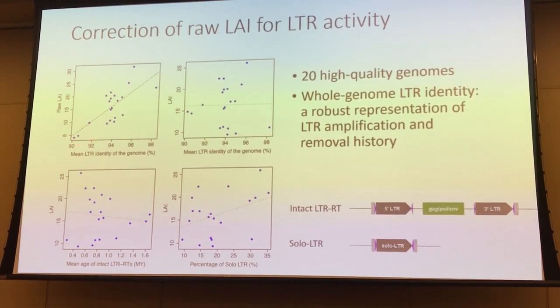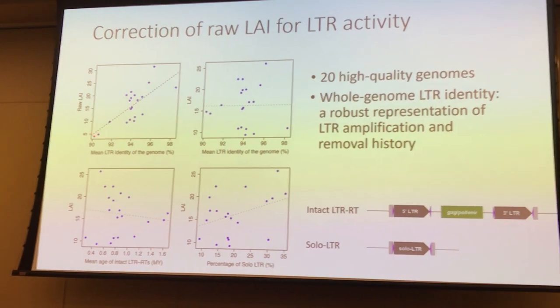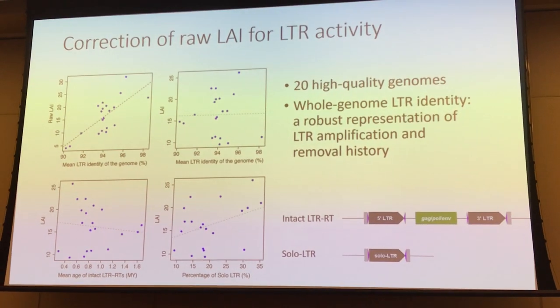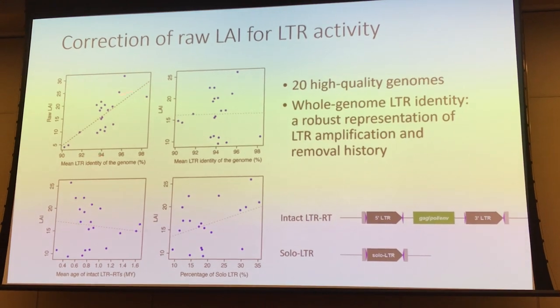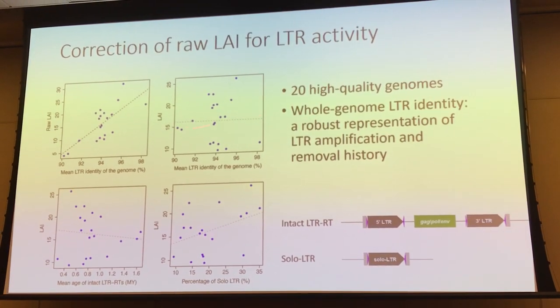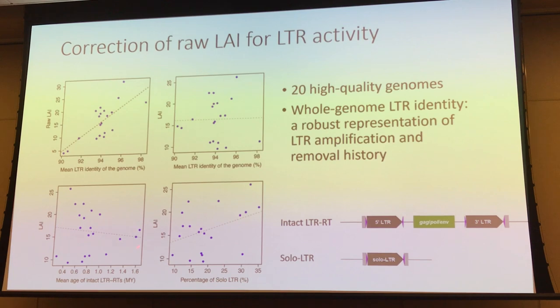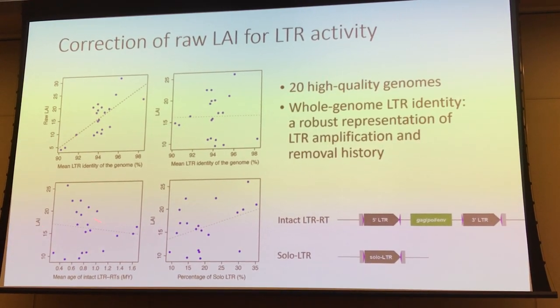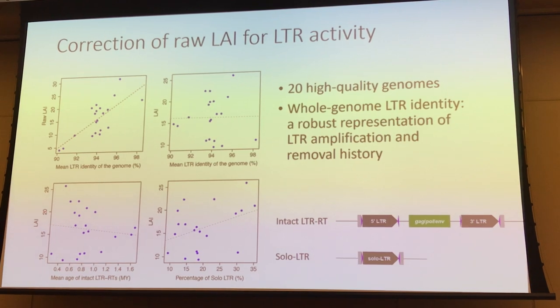As you can see, the younger the LTRs, the higher the LAI, which means the more active LTR activity you have, the higher the LAI. So this needs to be fixed. After I correct for this factor, it's not correlated anymore. And this is the age of the LTR element. Also, it's not correlated after we correct for this factor.